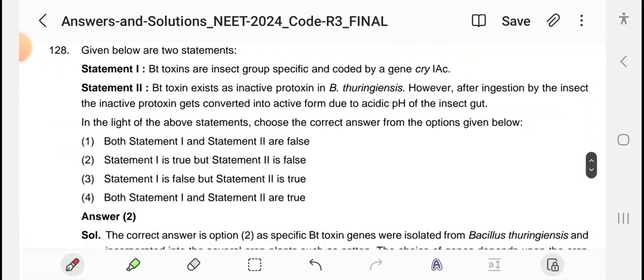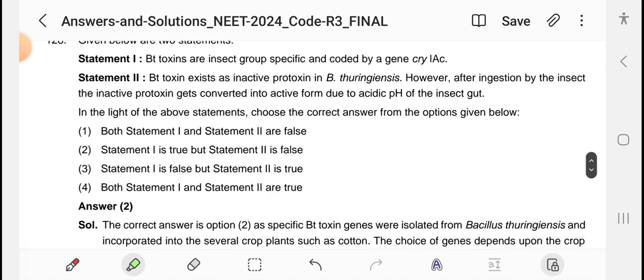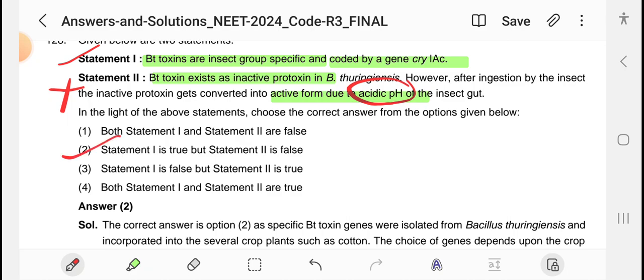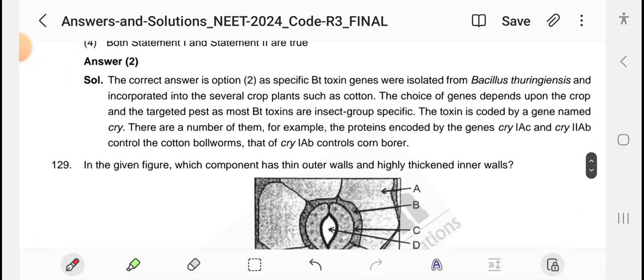Your next question, Bt toxins are insect specific group and coded by gene cryIAc. This is a correct statement. Bt toxins act as inactive protoxin, so here active form due to acidic pH. No, it's not acidic pH, it is due to alkaline pH. So this is a wrong statement. So the correct option would be option number 2, which is statement 1 is true but statement 2 is false.